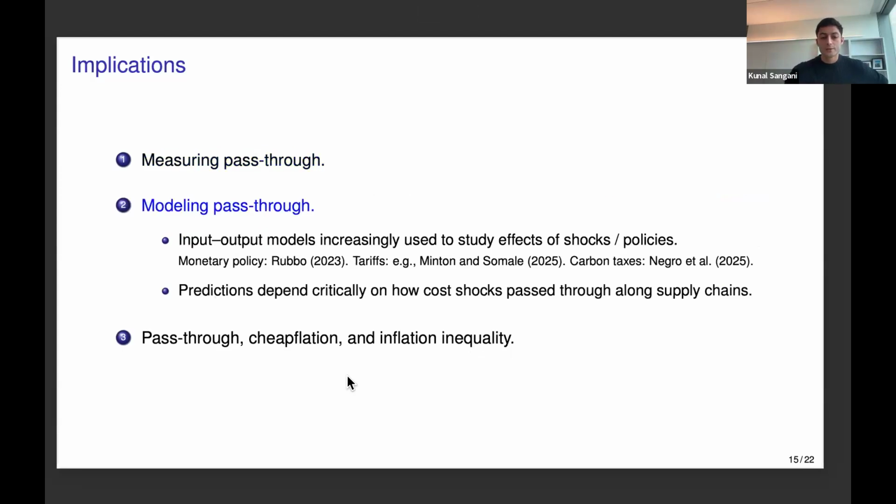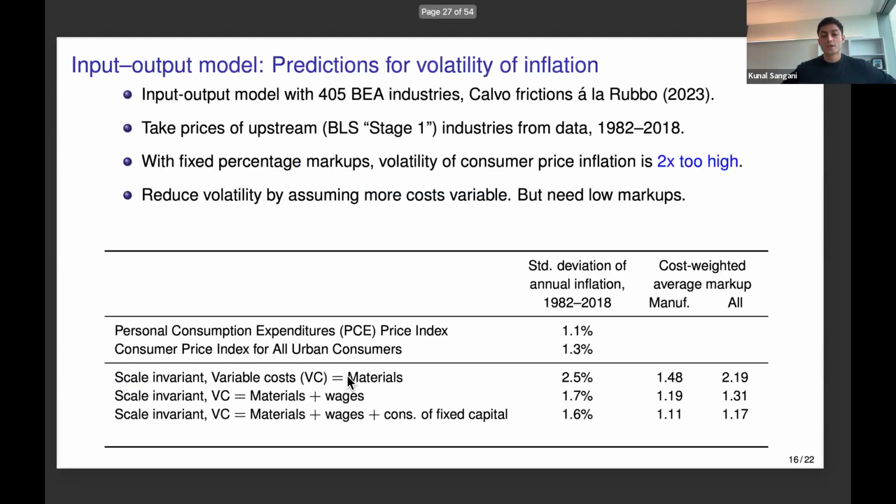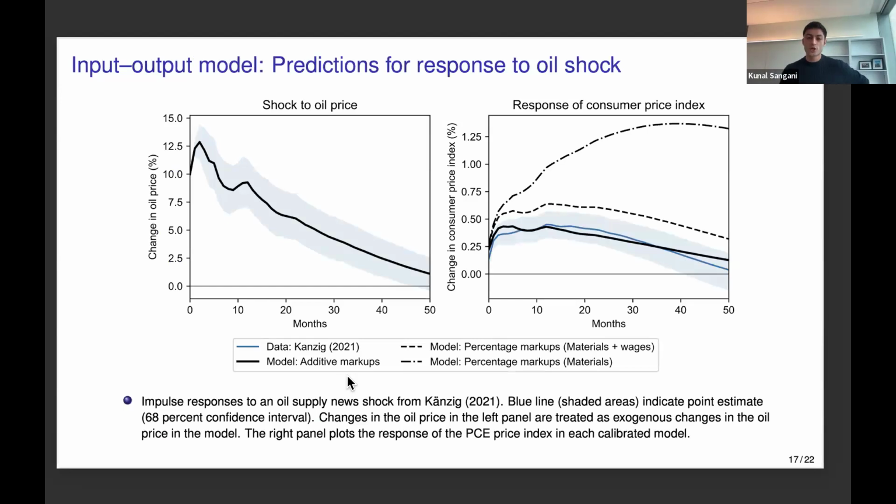Second, on modeling pass-through, increasingly in macro and trade, we're using input-output models with rich models of the supply-side economy, multiple different industries, and input-output linkages to study the effects of shocks and policies. I would argue that the predictions of these models hinge critically on how you assume cost shocks are being passed through along supply chains. Let me give you an example of that using a shock to the oil price. This is a shock identified by my colleague Diego Känzig using OPEC announcements. You can see the shock to the oil price on the left-hand side. I'm going to feed that oil price shock into canonical input-output models of the economy.